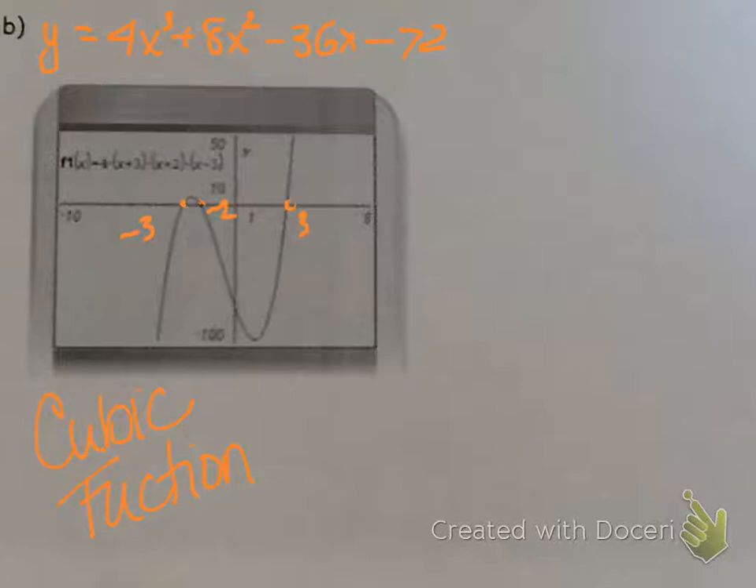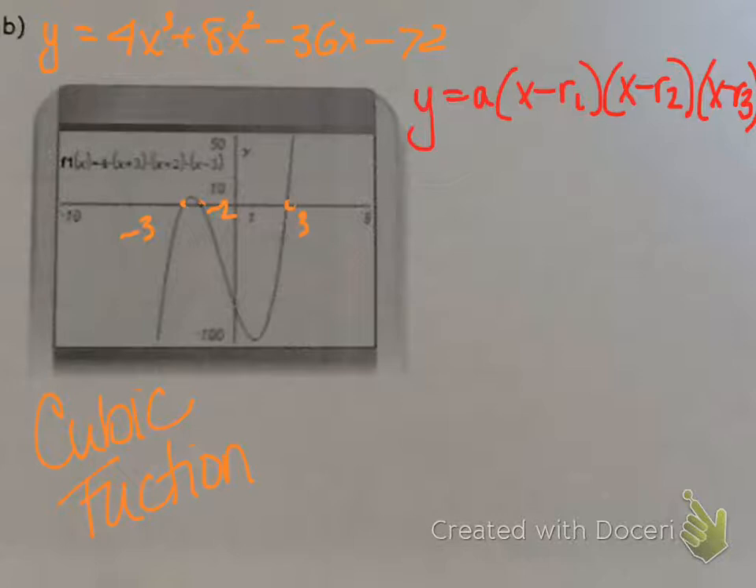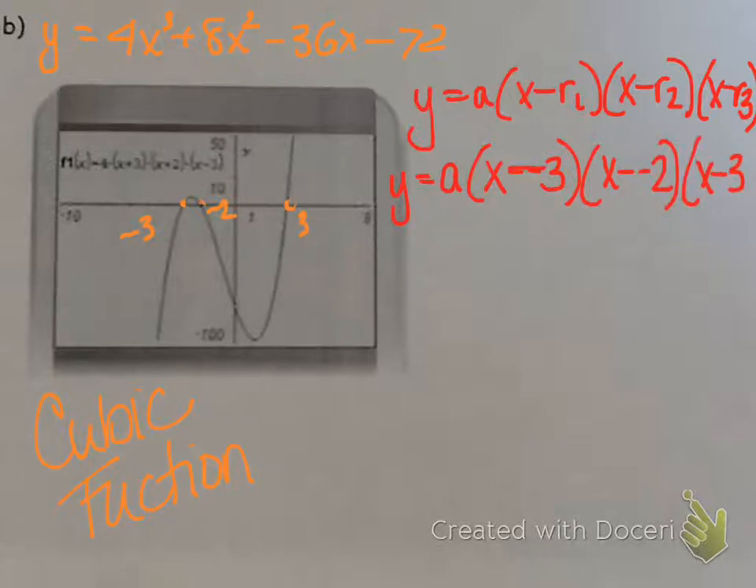So, cubic function, factored form of a cubic function, y equals a, and it's the same thing, but instead of having only 2 roots for the quadratic, we just add in a third root for cubic. So I plug in the 3 numbers: y equals a times x minus -3 times x minus -2 times x minus 3. Minus the negatives, go back, change those to pluses, and there is, hold on, I'll be back.